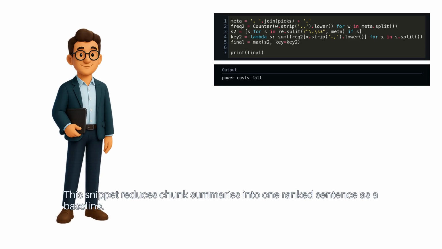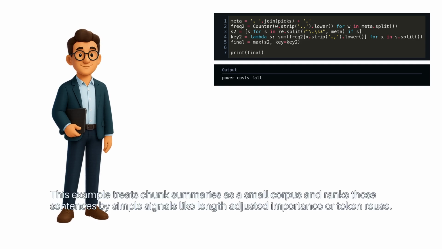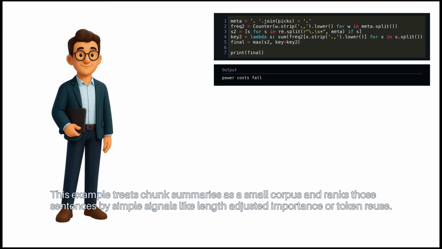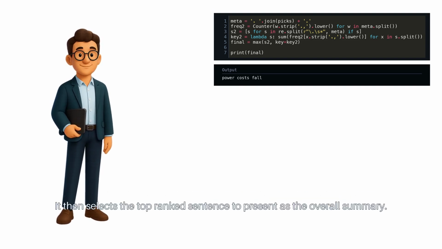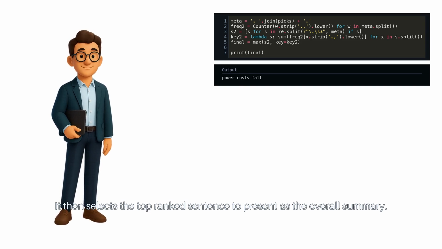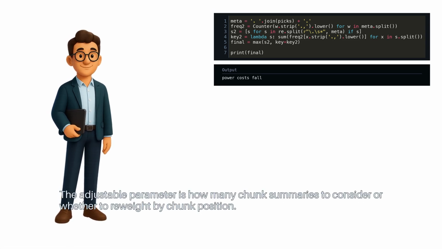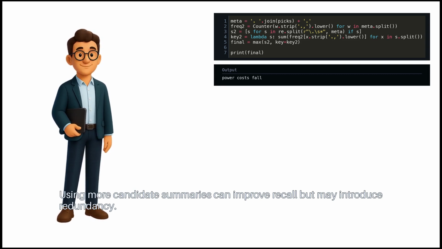This snippet reduces chunk summaries into one ranked sentence as a baseline. This example treats chunk summaries as a small corpus and ranks those sentences by simple signals like length, adjusted importance, or token reuse. It then selects the top-ranked sentence to present as the overall summary. The adjustable parameter is how many chunk summaries to consider or whether to re-weight by chunk position. Using more candidate summaries can improve recall, but may introduce redundancy.